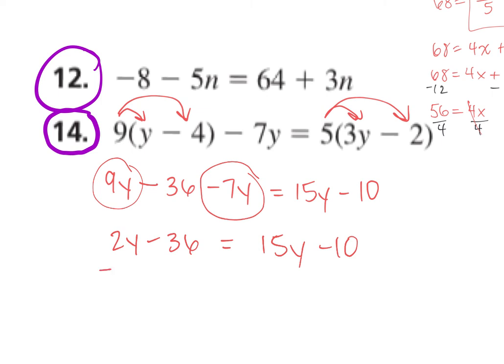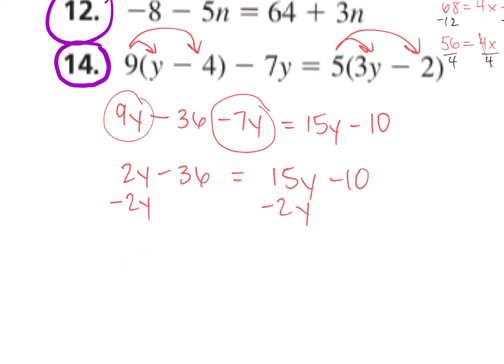Yep. Subtract 2y. Why am I subtracting 2y? Because it's a positive. Very good. If we subtract 2y, these are going to cancel. We're going to get negative 36 equals what? 13y minus 10. Now, Preston, what do you want to do?